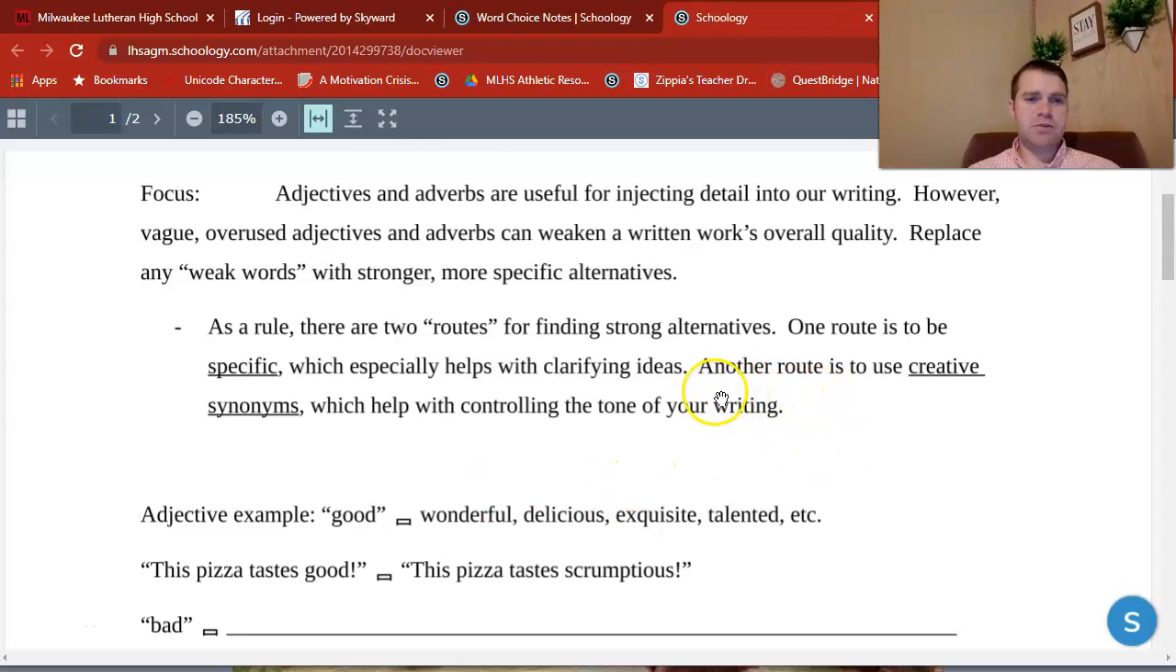Another possible route is to use creative synonyms, which help with controlling the tone of our writing. If I wanted to say something like, I feel good today, right? I could be specific there and talk about exactly how I'm feeling good today, or I could just use a much more creative synonym, which makes the sentence more creative and interesting in the first place. I feel wonderful today is a much better sentence than I feel good today. Good can mean a whole lot of different things. Wonderful is a creative synonym that controls the tone of my writing. It makes it more positive, actually.